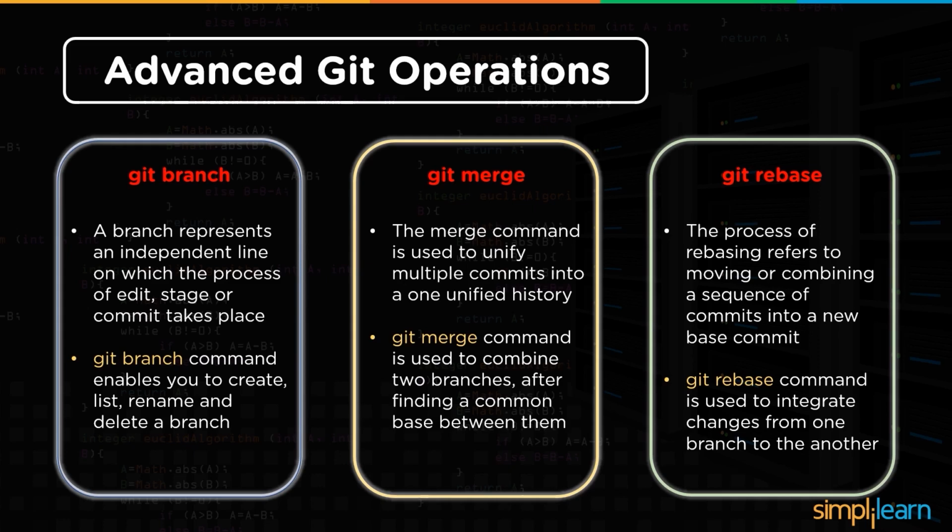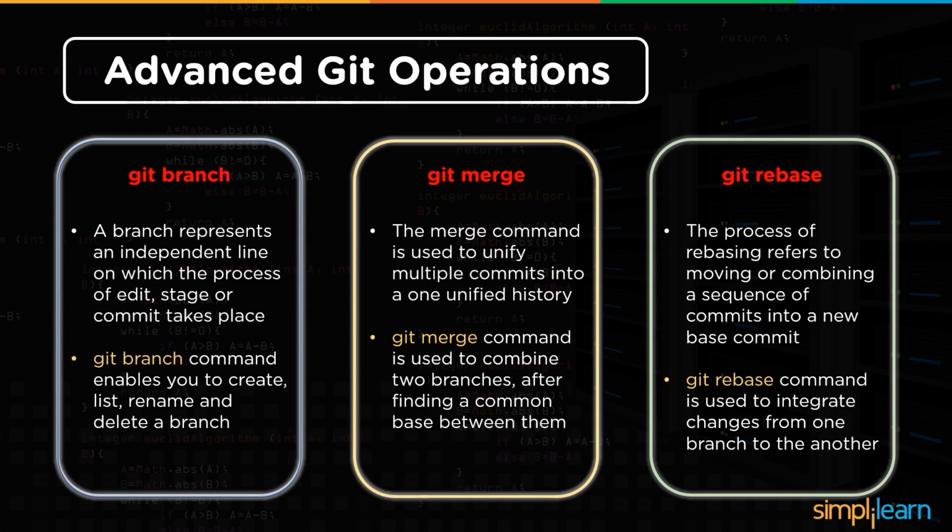Then we have merge. When we are talking about branching, merging is also an important task. The merge command is used to move one or multiple changes from one branch to another. It is a mechanism to sync up the commits from one branch to another. The git merge command is used to combine two branches, in which we find a single common base, and on top of that we move the changes or combine the two branches.